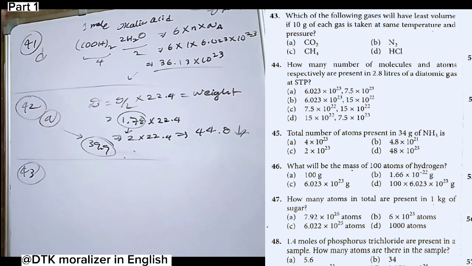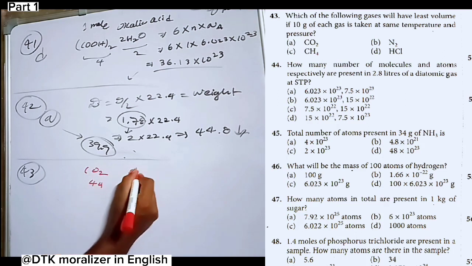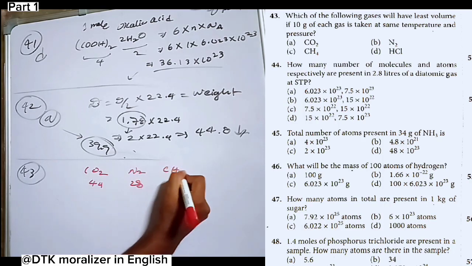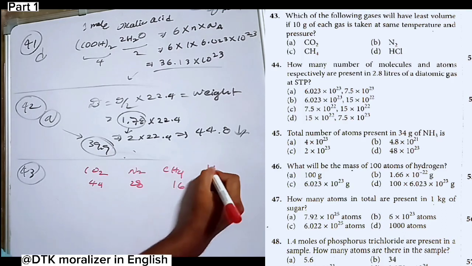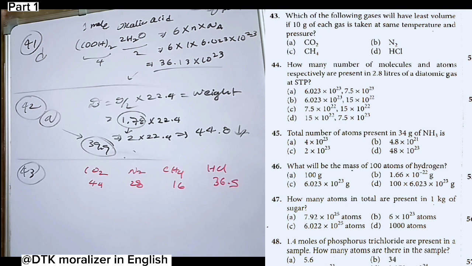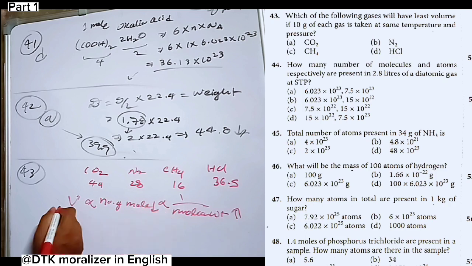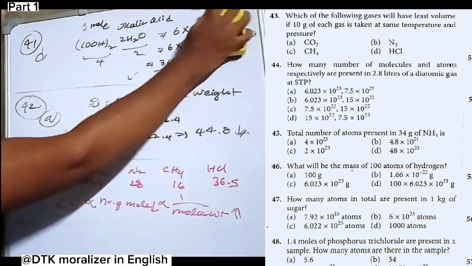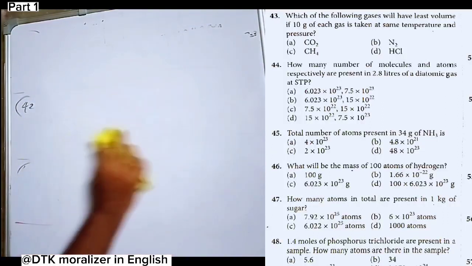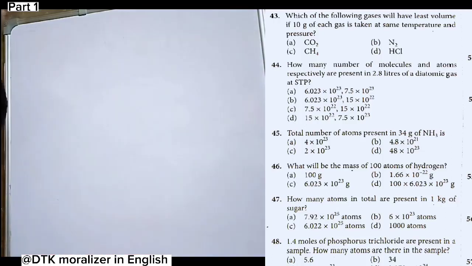Now question number 43. Which of the following gases has the least volume if 10 grams of each gas is taken at the same temperature and pressure? Here CO2 is 44 grams, the other is 28 grams, CH4 is 16 grams and HCl is 36.5. Here as you can observe, the number of moles is inversely proportional to molecular weight. The number of moles is directly proportional to the volume. So here molecular weight high, volume low. So option A would be right.